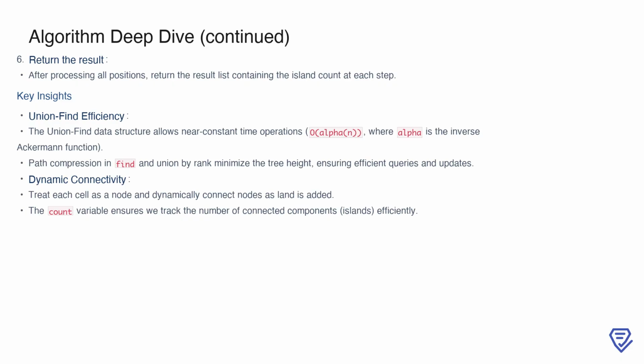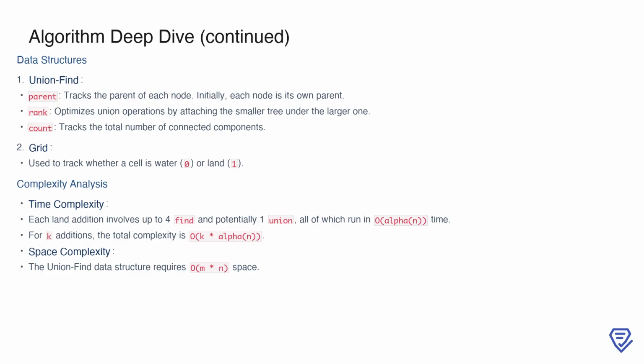The key insight here is the efficiency of the union find data structure. Its operations find, union, and path compression are extremely fast, with a time complexity of O(alpha(n)), where alpha is the inverse Ackermann function, which grows extremely slowly. This ensures that even for large grids, operations remain efficient. Additionally, the concept of dynamic connectivity is fundamental here. Each cell in the grid is treated as a node, and as land is added, we dynamically connect nodes to form larger components. The count variable allows us to efficiently keep track of the number of connected components, or islands, as the grid evolves. Let's take a closer look at the data structures used in this algorithm.